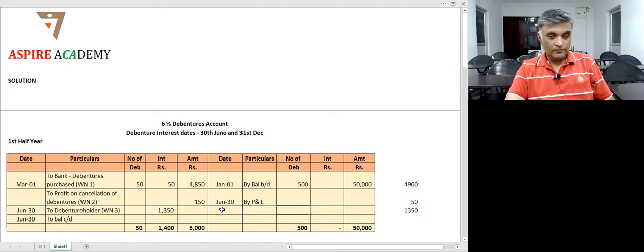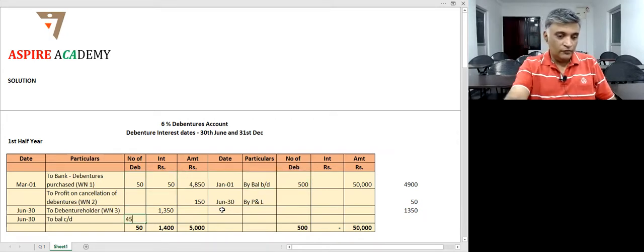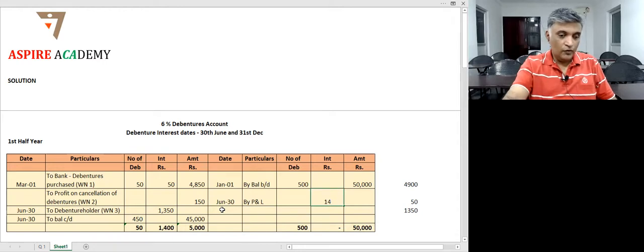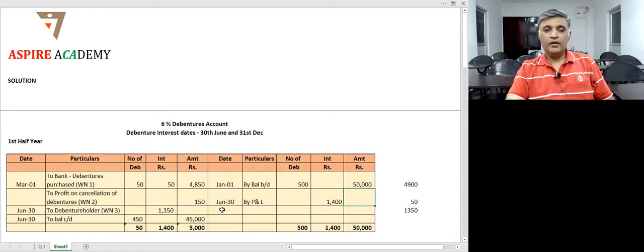Now look at the balance of debentures with you. You had 500 debentures. You purchased 50 debentures, which will leave you with a balance of 450 debentures. What is the total of the balance of the amount column? 50,000 is the total value, minus 5,000. This will be 45,000. It's actually 450 into 100. That will be 45,000. Whatever is the balance you have in the interest column, 1,400, you will transfer it to the P&L account, 1,400. That marks the end of the first half year.